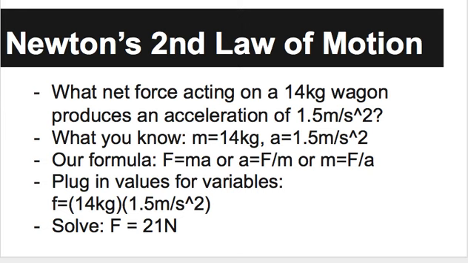Our last practice here. What net force acting on a 14 kilogram wagon produces an acceleration of 1.5 meters per second squared? What you know, again, m is equal to 14 kilograms, a is equal to 1.5 meters per second squared. Our formulas, we have all three varieties there. Plug in our values for our variables. This one we're going to be using F is equal to m times a, so 14 times 1.5 meters per second squared. We solve to get that the force is 21 newtons.